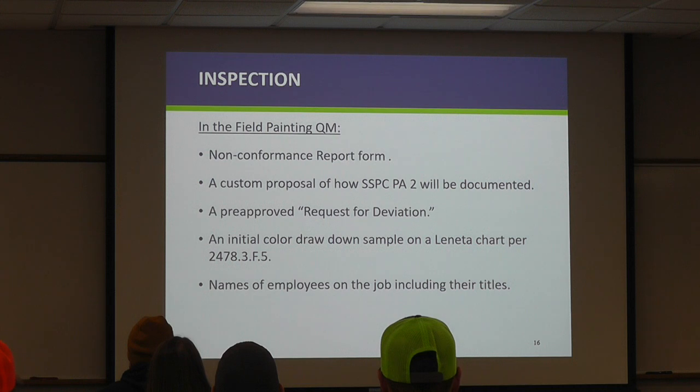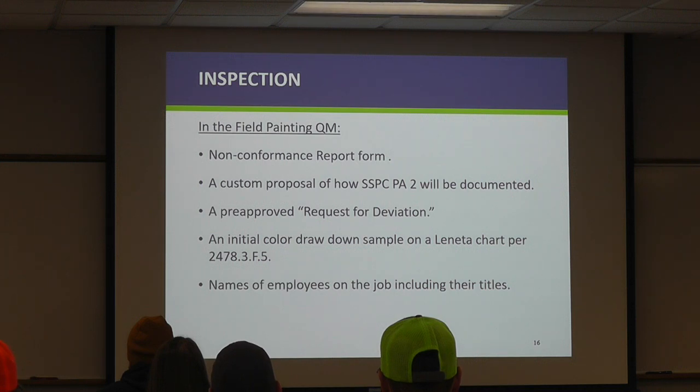Also in your quality manual should be references for a non-conformance report form, how SSPC PAT will be documented, any request for deviation, color drawdowns from the Leneta chart, which is basically just a color sample swatch on a piece of paper if you've never seen one.